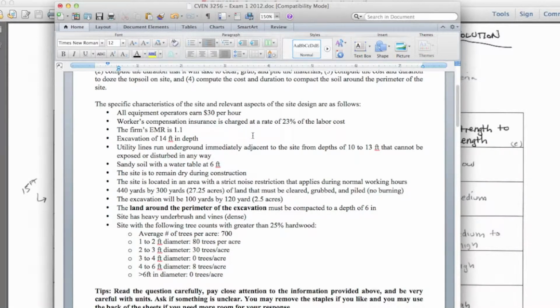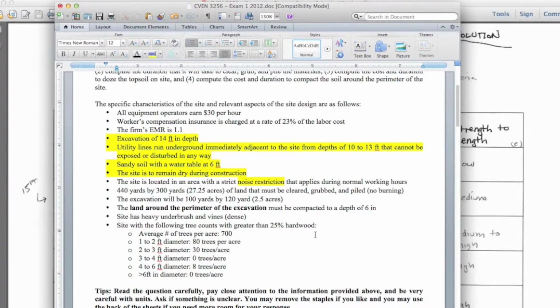Going here and looking at all of these specific characteristics, we're going to highlight some of the important ones that are going to come up in our selection. First, we've got to make sure we're looking at the right things. A 14 foot depth excavation. Utility lines running underground, which cannot be disturbed, so that's going to affect our distance. Sandy soil and a water table, with the site to remain dry, so water resistance. And noise restrictions, so that's going to preclude some things.